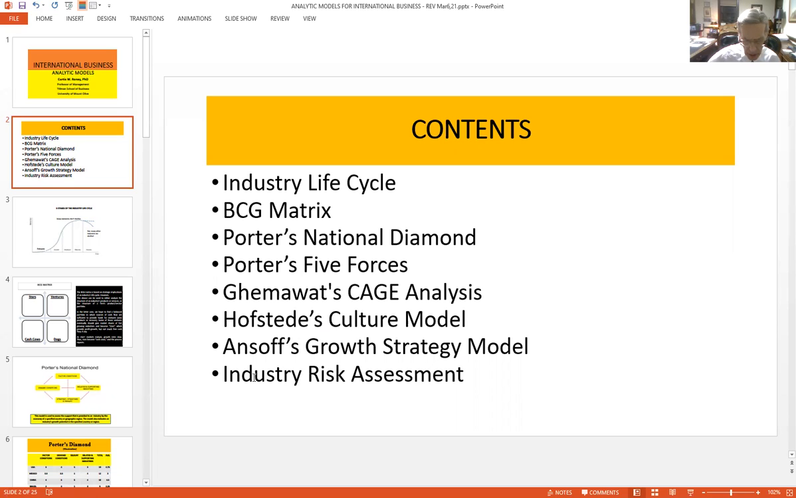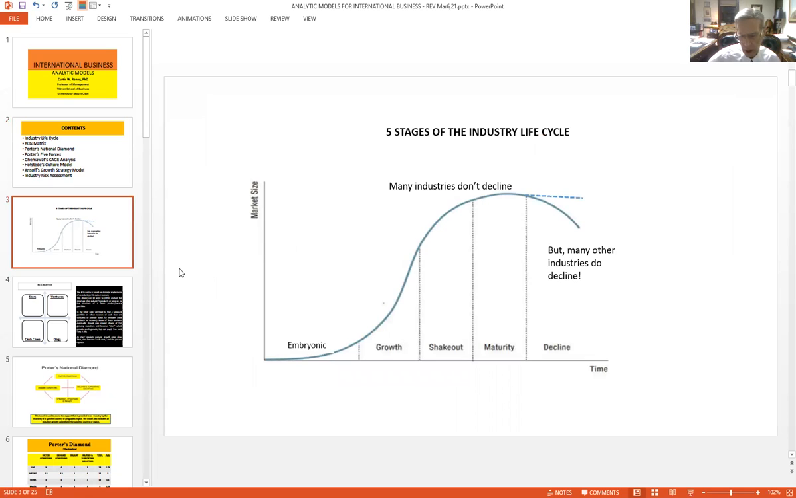And finally, we'll take a little look at the issues that can arise when we're doing business internationally and are concerned about the potential risk that we find in an industry. So with that, let's just get started with the industry life cycle. Most of you have already seen these models, at least I imagine that you have. But industries and companies, to a very similar extent, go through various life cycle stages.